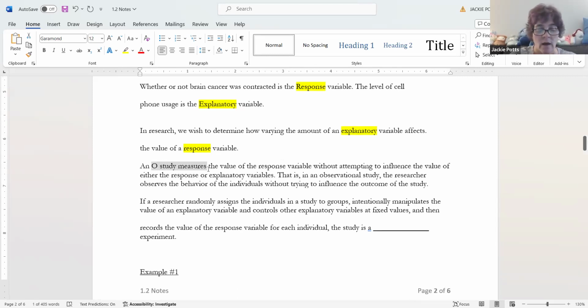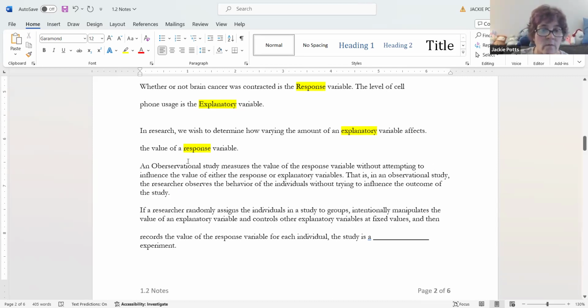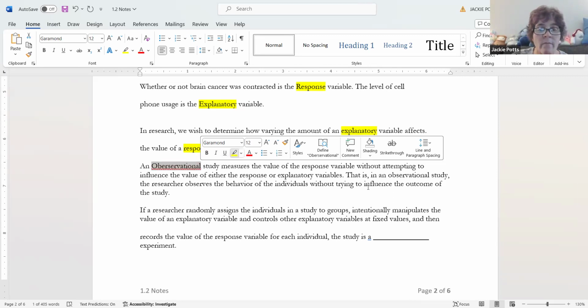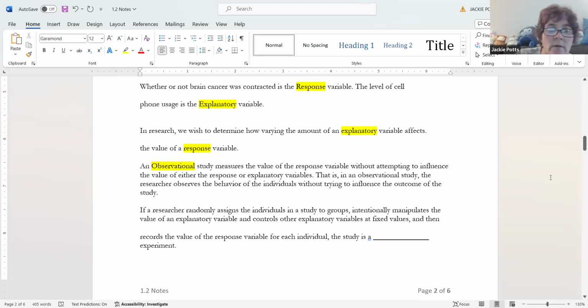Now, in an observational study, an observational study measures the value of the response without attempting to influence either the response or the explanatory. The experimental, we tweak those. Observational, hands off.